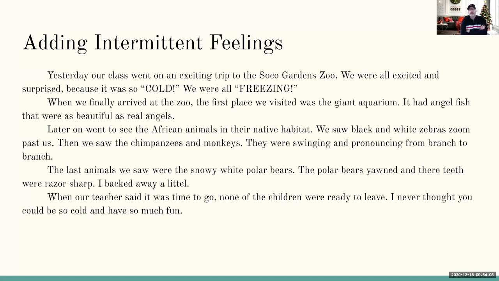Pronouncing. Yeah, anyway, like I said, student writing. They were swinging and pronouncing from branch to branch. The last animals we saw were the snowy white polar bears. The polar bears yawned and their teeth were razor sharp. So you're going to notice some typos along the way. And like I said, that's fine. It's student writing. It hasn't been edited, but you get the idea. That's not what we're looking for at this point.